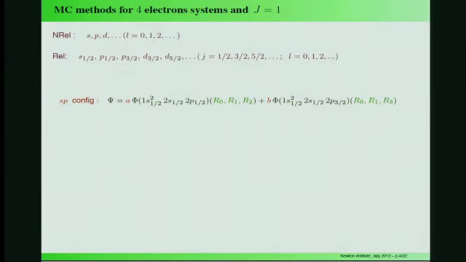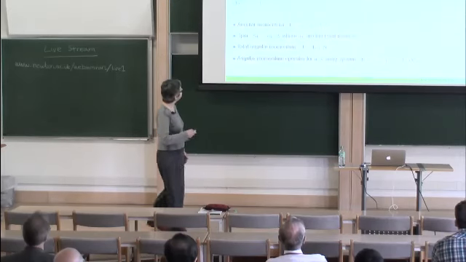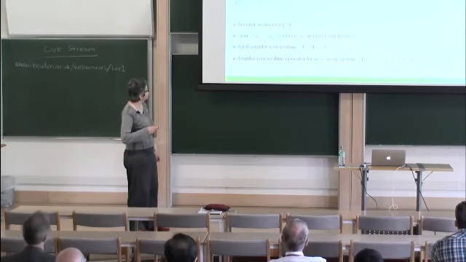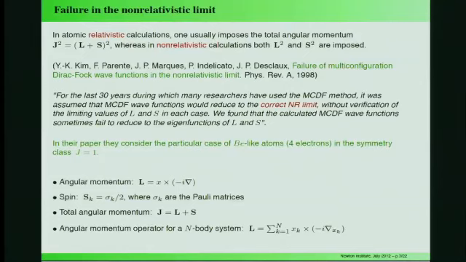Actually, in this paper, what they analyze in detail is the case of beryllium-like atoms. So what they do is to consider atoms with a nuclear potential, and then 4 electrons around it. They see that there is some problem, and so what we did is to take the same case and try to understand in detail what's happening.